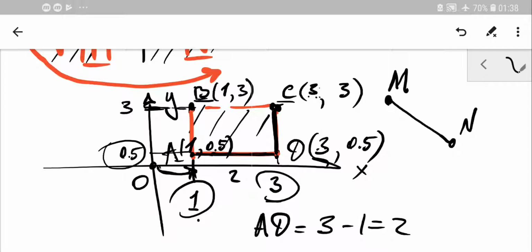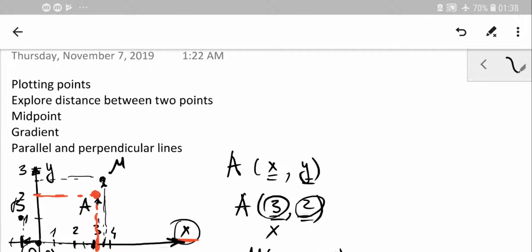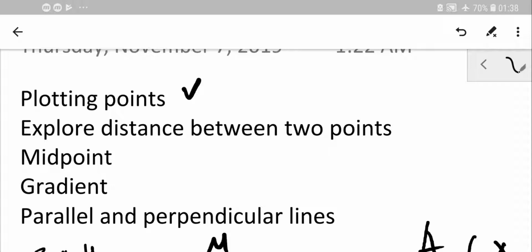All right, so I hope the first point we know how to do. Probably we didn't consider all possible problems relating to plotting points, but this video is supposed to be pretty short, covering the whole of coordinate geometry at once. So that's why we will just focus on key points. All right, let's go to exploring the distance between 2 points.